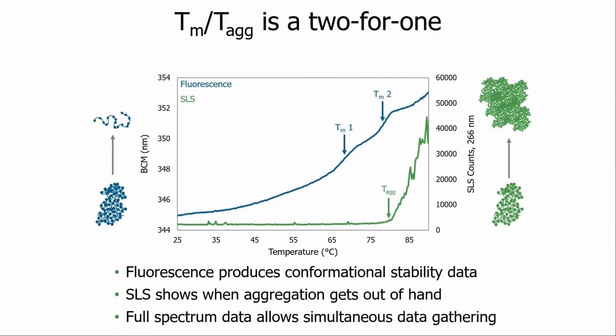In green is the SLS intensity from the 266 nanometer laser gathered at that exact same time. For this antibody, SLS data remains very flat all the way through TM1 and doesn't show an aggregation onset until paired with TM2. Where that signal increases, Uncle calls a TAG, or aggregation temperature. So in one experiment, we get a simultaneous answer on when this protein starts to unfold and which unfolding event is correlated with aggregation in this sample and buffer.